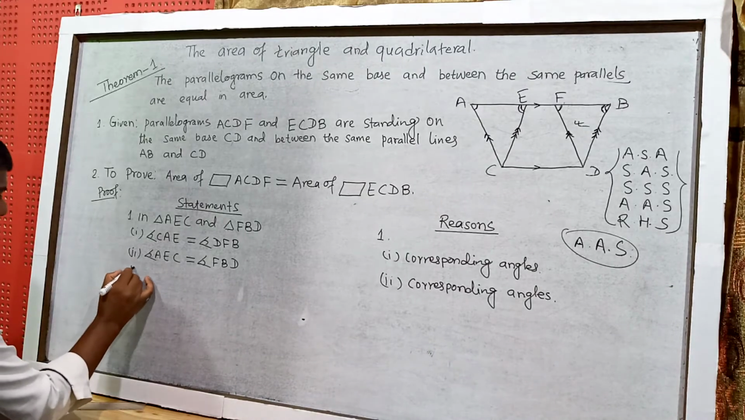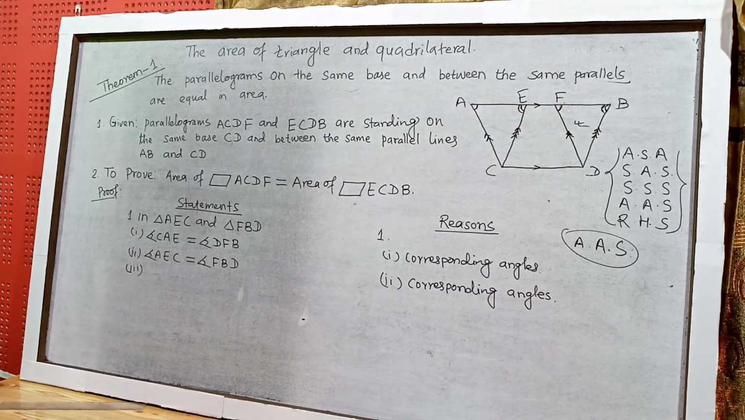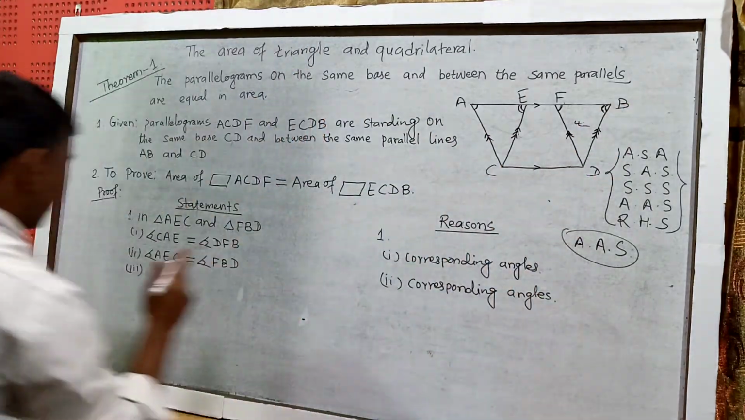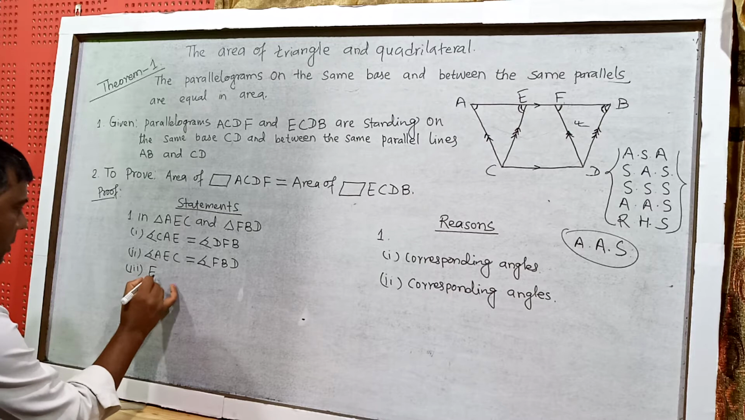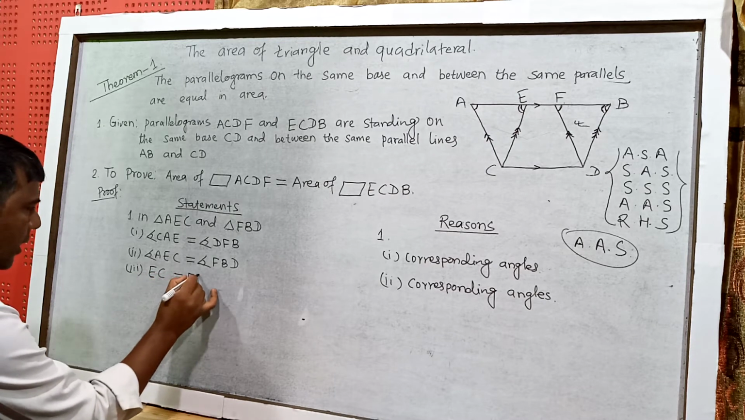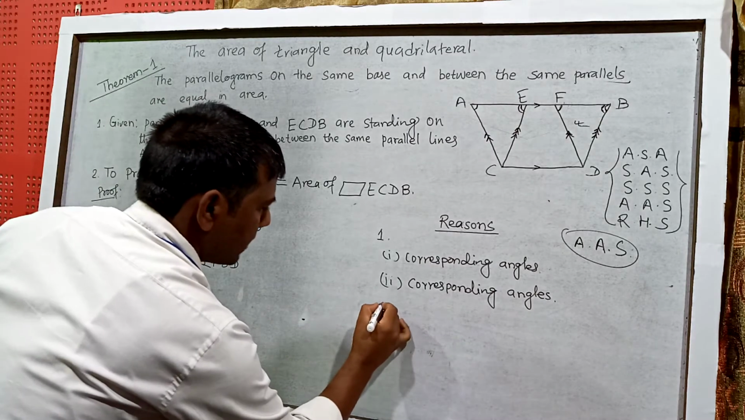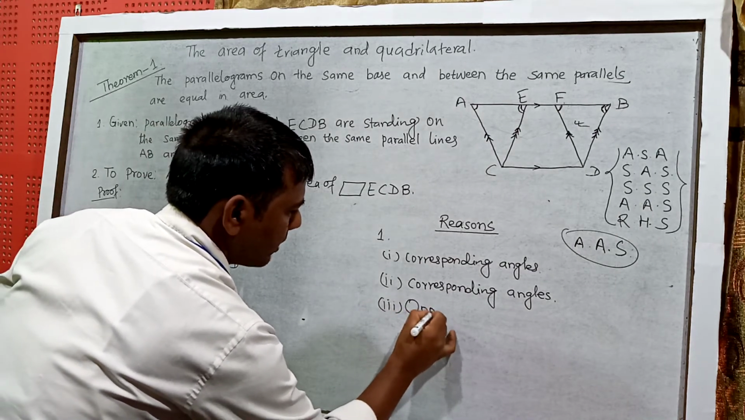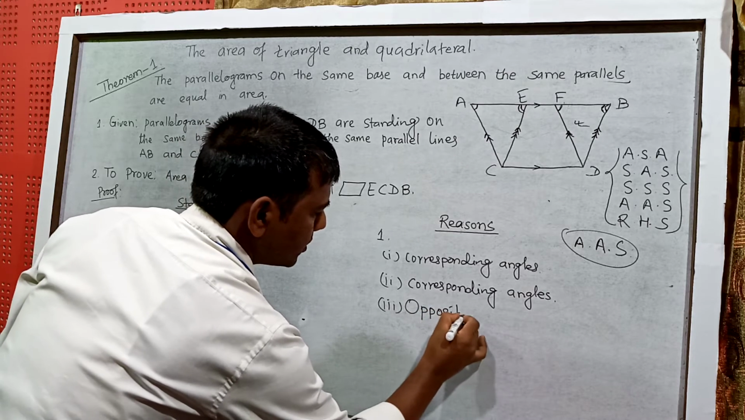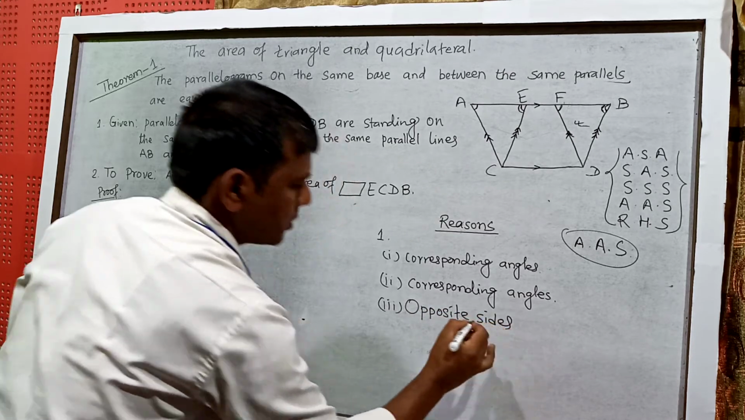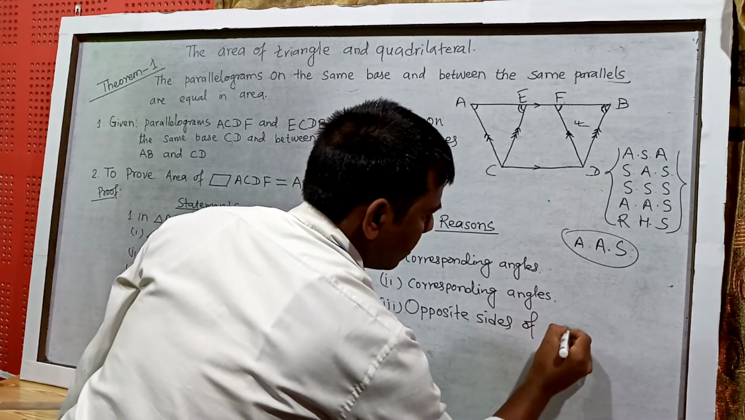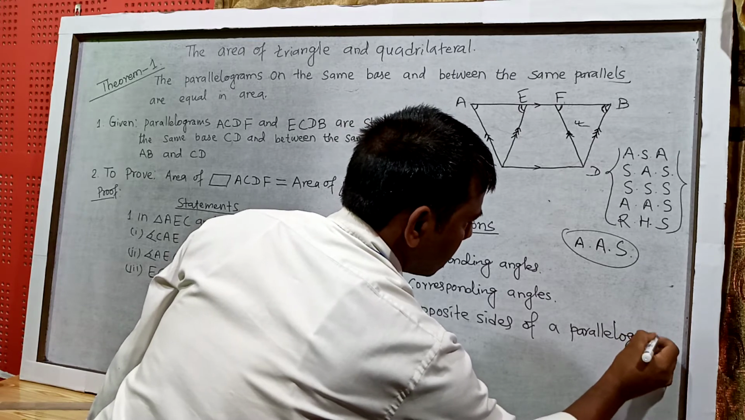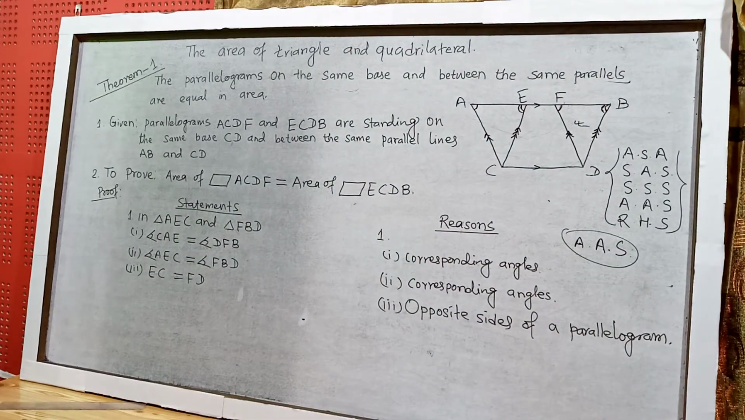And in number three, we can show EC equals FD. They are the opposite sides of the parallelogram. Opposite sides of a parallelogram are equal, so they are equal.